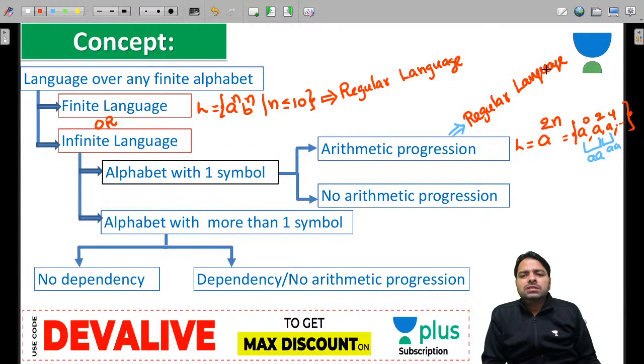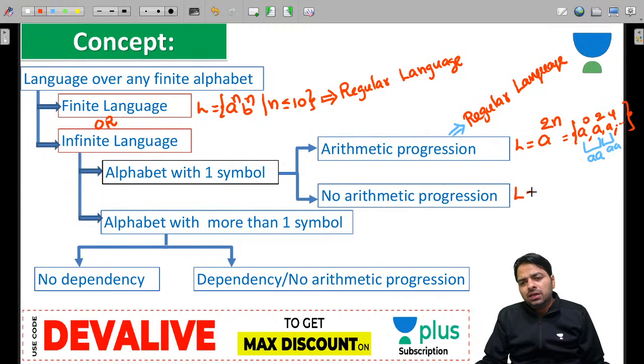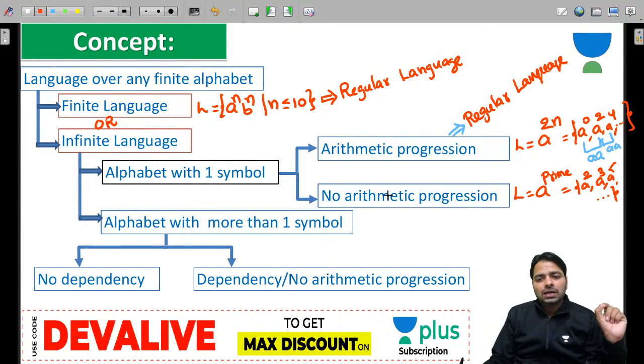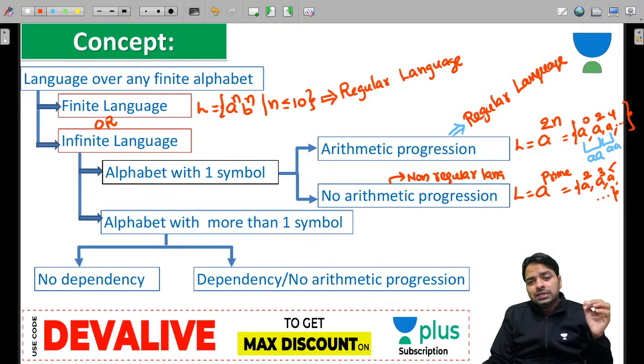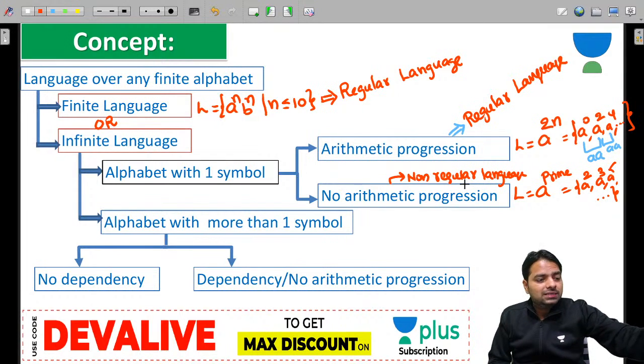Any language over one symbol that forms an arithmetic progression over the strings, we say that language is regular. And if it is not forming an arithmetic progression, for example a power prime, you know prime numbers do not form an AP. Everybody knows that. The prime sequence starts from 2, then 3, then 5, 7, 11, and so on. If you look at the distance between them, they don't have a common distance. So this is non-regular, or you can say not regular. Clear? So this is about languages over one symbol, guys.